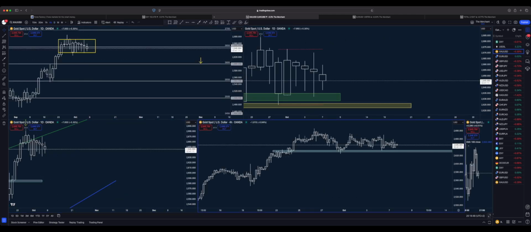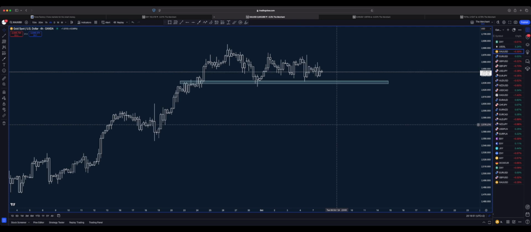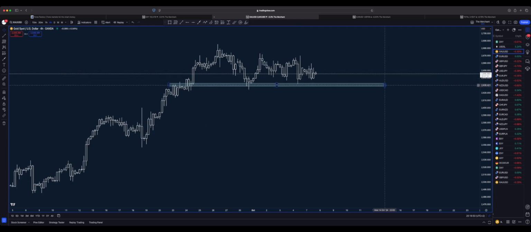Last but not least, when it comes to gold, if we look at the 4-hour time frame, right now we have this gray rectangle here, which is a very strong support. As you can see, price was finding resistance, resistance, resistance, broke above, came to retest, and found support, support, support.